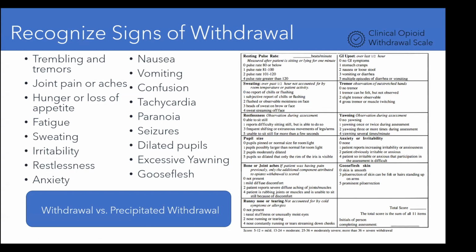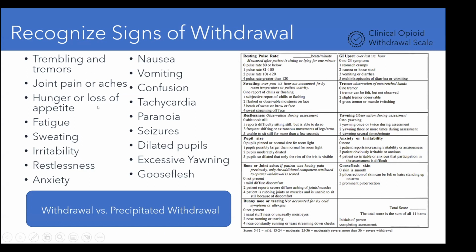So now I want to talk a little bit about withdrawal. Withdrawal is caused by the rapid cessation or slowing of use of a substance, and it's also known as spontaneous withdrawal. And of course, we know that the physiological effects of withdrawal can be severe. It's important to recognize signs of withdrawal to prevent these harmful physical effects. And the way we grade withdrawal is using the Clinical Opioid Withdrawal Scale, the COWS, which I have also linked to the toolkit.